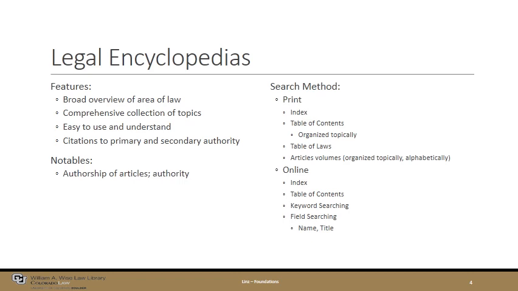The search method is pretty straightforward. If you use them in print, you can start in the index. There's typically a multi-volume index at the end of the article volumes. You can look it up by keyword. You can also start in a topic table of contents and look for it topically, or a table of laws. If you're looking for a particular statute or case, you can see if it's treated in the encyclopedia, and if so, where. And once you get these citations, you cross-reference them to the article volumes itself, and then you pull the article. You can use all of these methods online. Plus, you can also use field searching online and keyword searching online, which can be enormously productive.